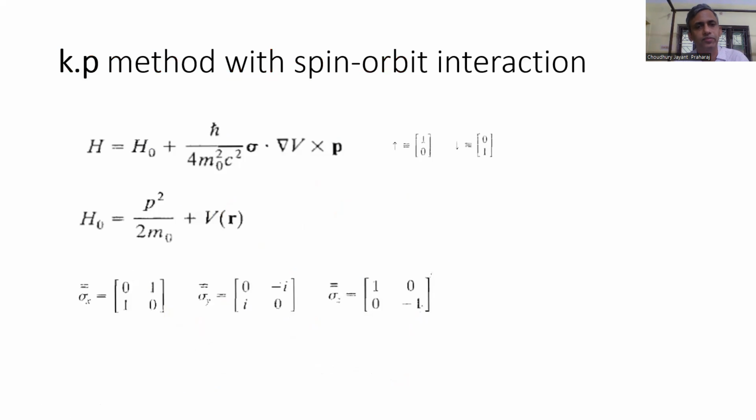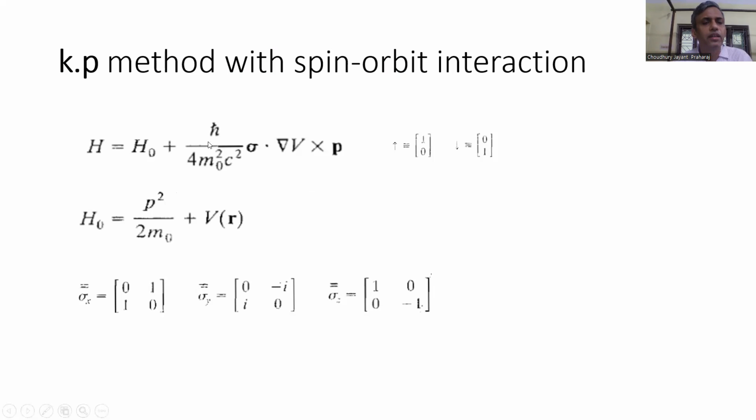This slide, we basically move to what is called the k.p method in semiconductors with spin-orbit interaction. So here I show a Hamiltonian. There is a Hamiltonian H0, which is the Hamiltonian without the spin-orbit interaction, and that basically has a kinetic energy term and a potential term. This potential has the symmetry of the crystal lattice, so it has the periodicity of the crystal lattice. And that gives rise to Bloch bands in these materials.